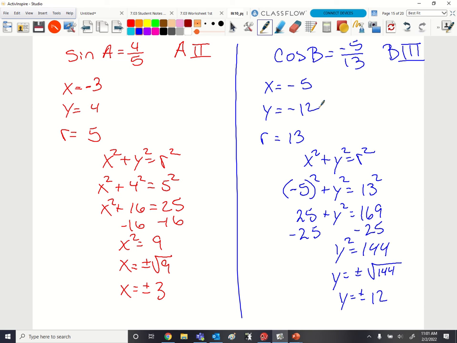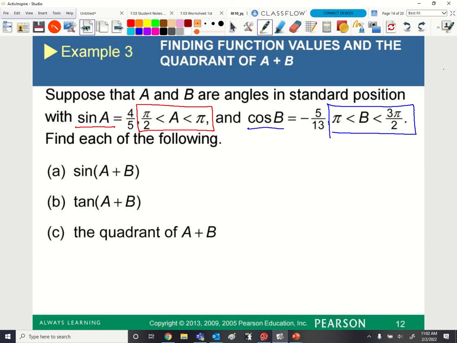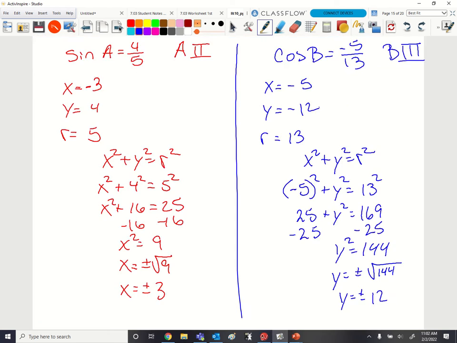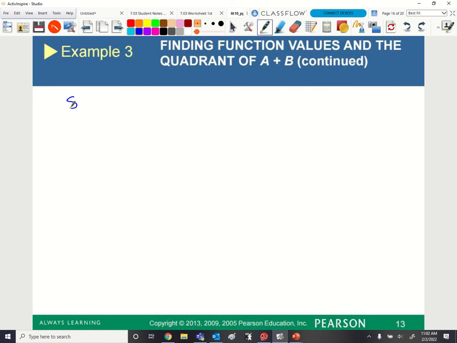So we're going to go back to my first page. Wait until you guys finish copying down what I have here. Okay, and we're going back to the first page on example 3, the previous one here. So right here it says find sine of a plus b. Sine of a plus b, right?